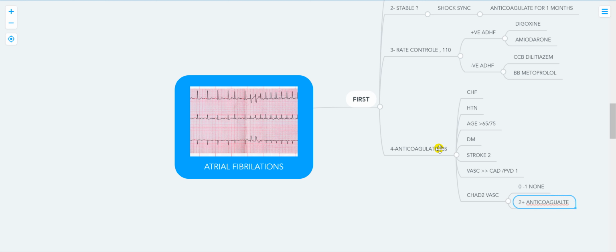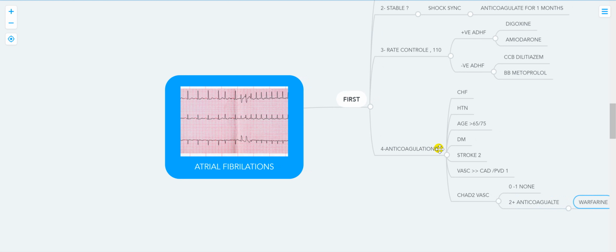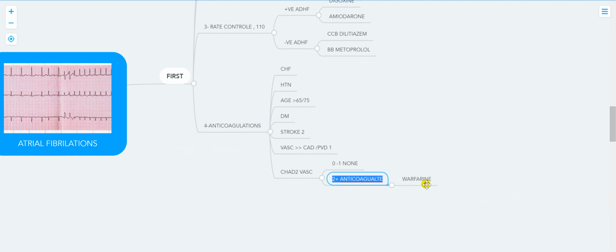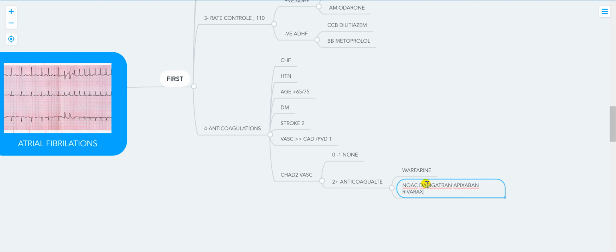Now, what are the options to anticoagulate? What do we have? We have warfarin. And we have what? We have factor 10A inhibitors, the novel oral anticoagulants, like dabigatran, apixaban, and rivaroxaban.